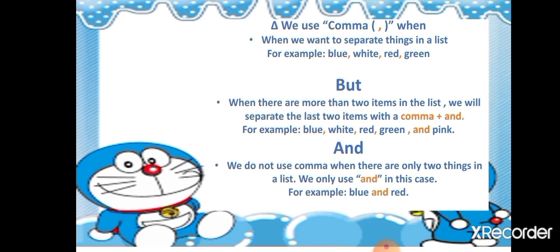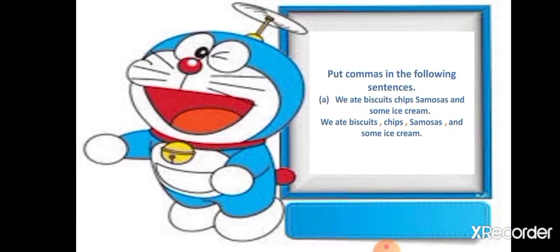And the third thing is that we do not use a comma when there are only 2 things in a list. We only use "and" in this case. For example, when we have only 2 items in a list, for example, blue and red. Here we have only 2 colors, so that's why we are putting "and". There is no need of a comma over there. So that is quite clear. Okay, on page number 112, there is a question that you have to put commas in the following sentences.